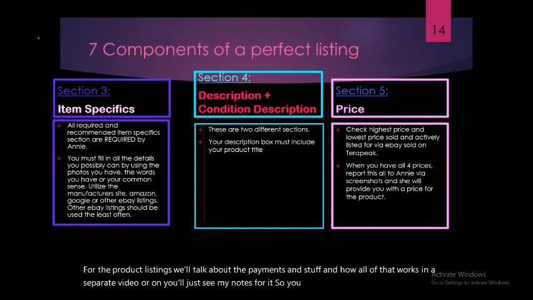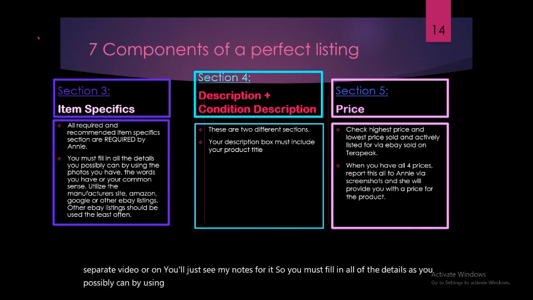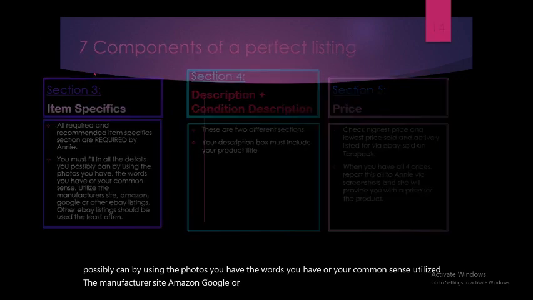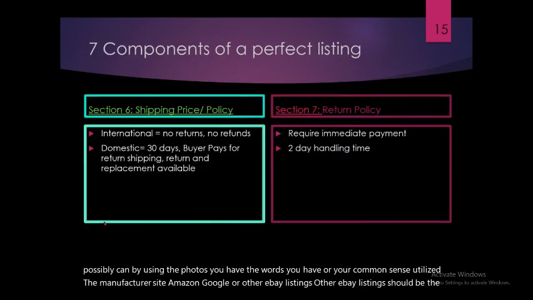So you must fill in all of the details you possibly can by using the photos you have, the words you have, or your common sense. Utilize the manufacturer's site, Amazon, Google, or other eBay listings. Other eBay listings should be the very last option.